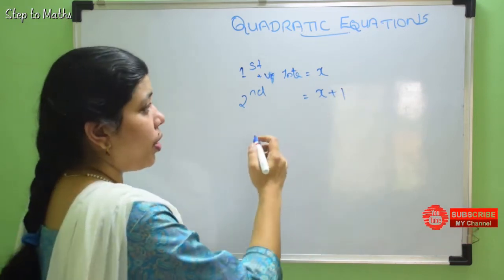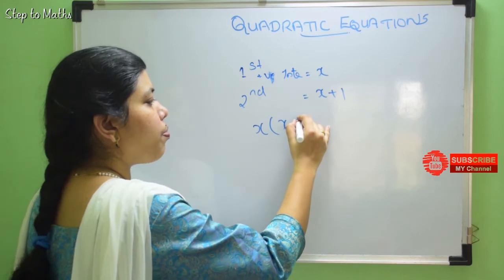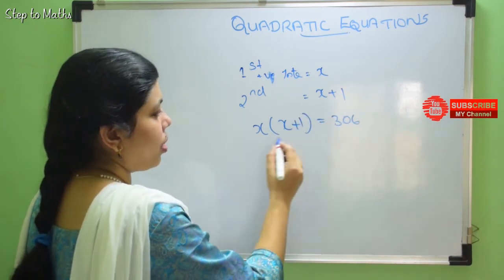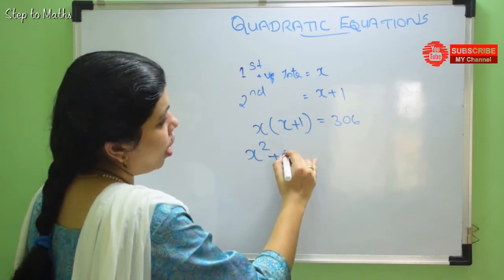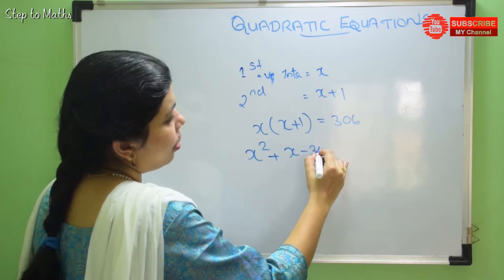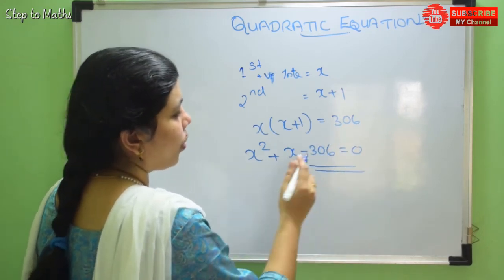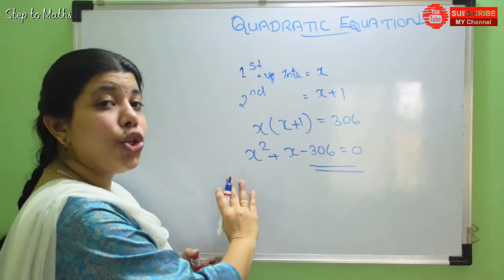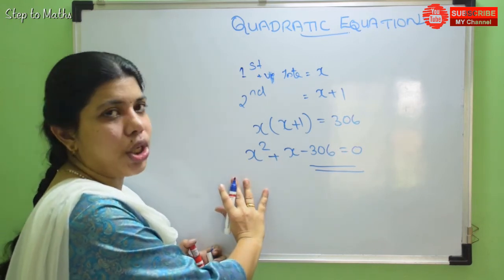Then their product, that is x into x plus 1, is given as 306. Now we simplify this. X square plus x minus 306 is equal to 0. The given situation is represented in the form of a quadratic equation.